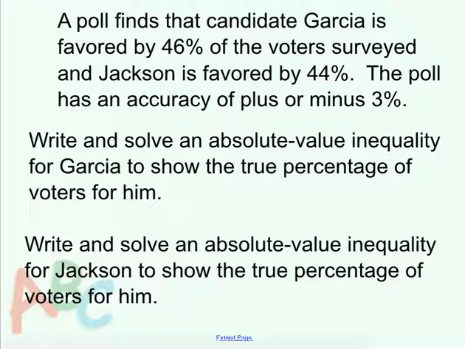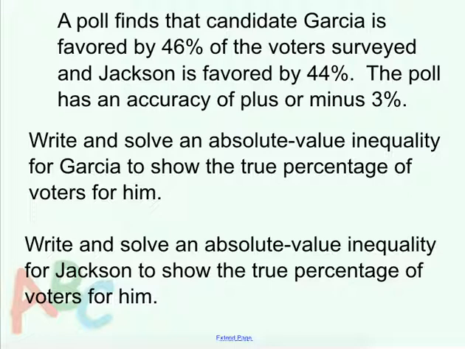Now to just practice with a word problem here, a poll finds that candidate Garcia is favored by 46% of the voters surveyed, and Jackson is favored by 44%. The poll has an accuracy of plus or minus 3%. Okay, so it's going to be in that range of 3%, pretty close to what they get, but not quite exactly. So what we want to do is write and solve an absolute value inequality for Garcia to show the true percentage of voters for him. Okay, so Garcia is the one with 46%.